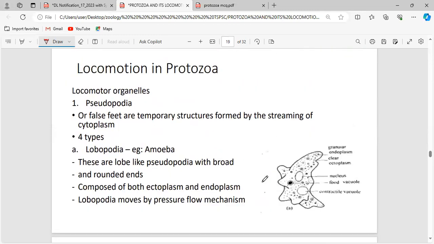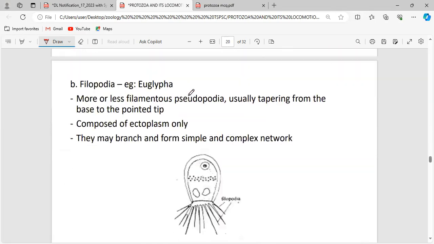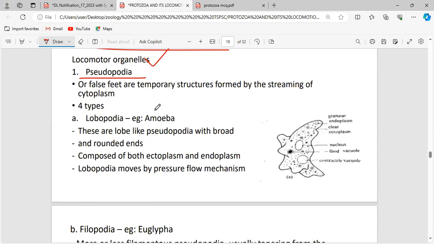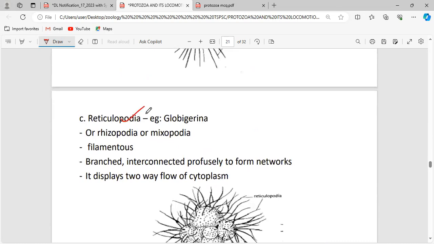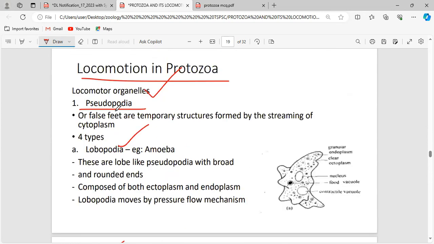Now we are entering the topic of locomotion. See, what are all the locomotion types in protozoa? These are all the classes of the protozoa. Now we are going to see the locomotory organelles. First one is pseudopodia. In pseudopodia, there are four different types: lobopodia, filopodia, reticulopodia, axopodia. As I said before, pseudo means false, podium means feet. It looks like false feet, and they move by streaming of the cytoplasm.